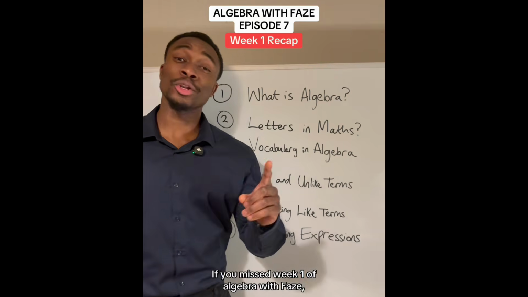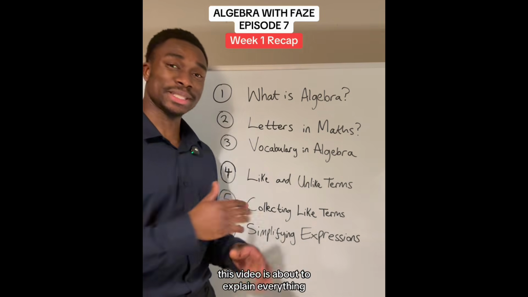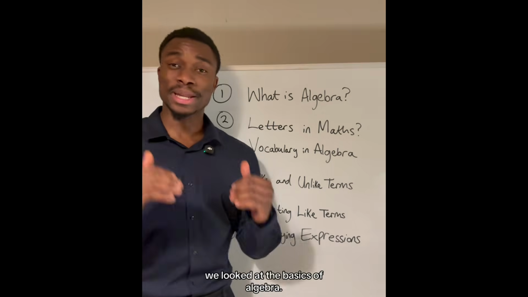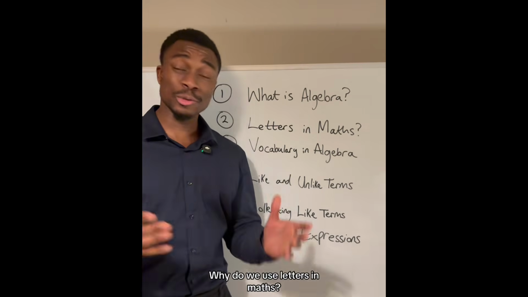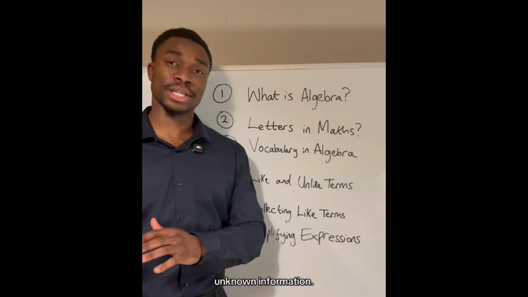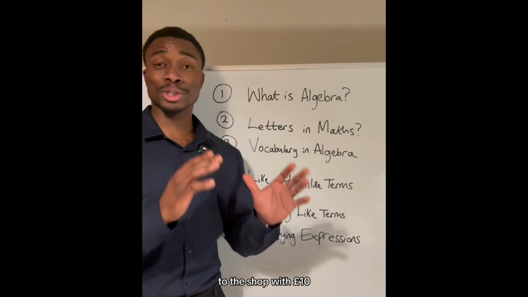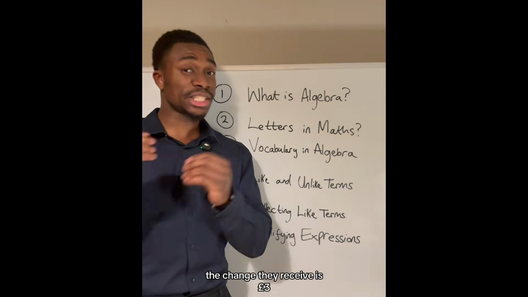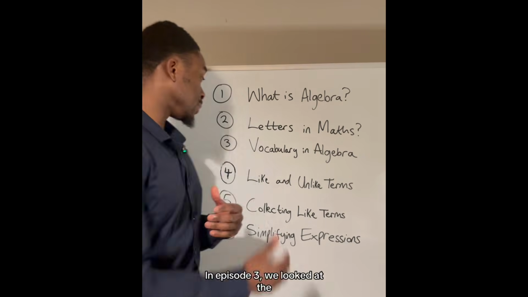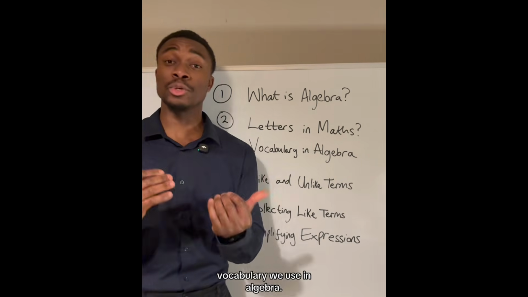If you missed week 1 of Algebra with Faze, this video is about to explain everything we've learned so far. In episodes 1 and 2, we looked at the basics of algebra. Why do we use letters in maths? Essentially, we use letters to represent unknown information. For example, if somebody comes to the shop with £10, the change they receive is £3, how much did they spend in the shop?